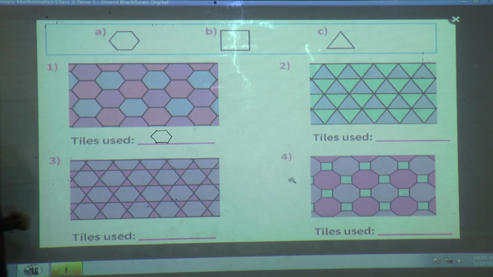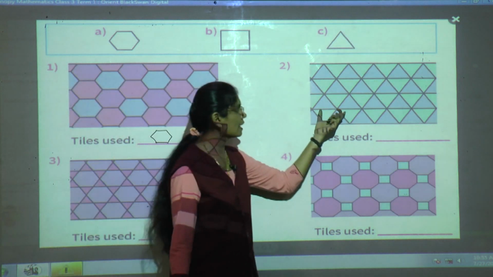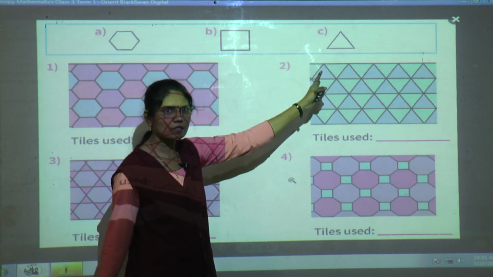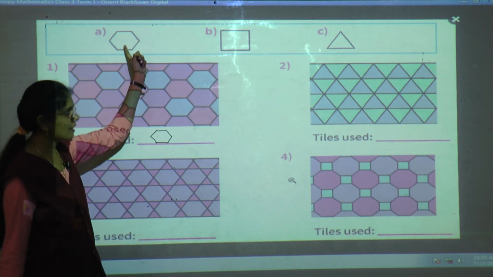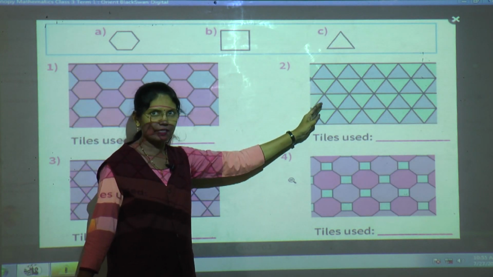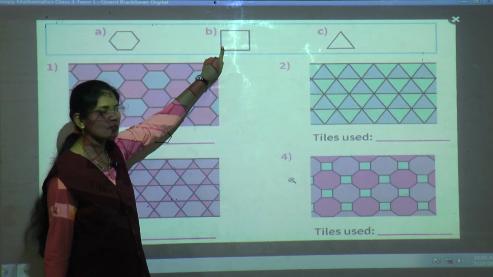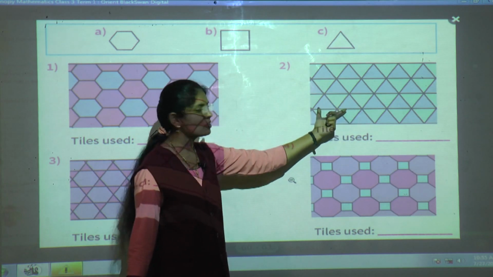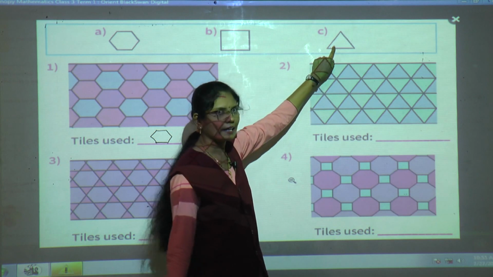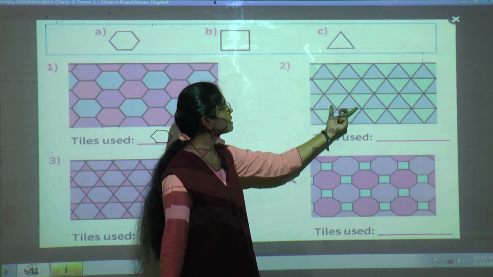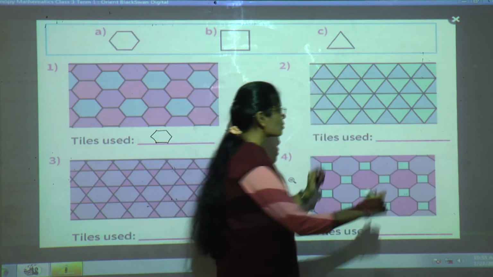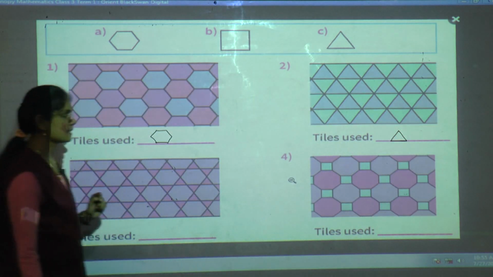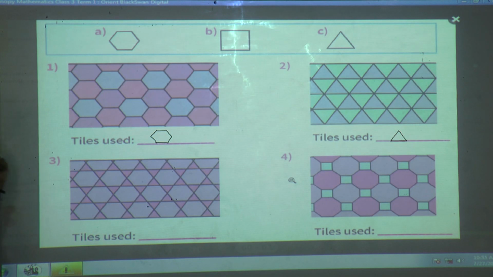Okay. Now the second is, see carefully. Tiles used. Which tile is used from this box? See, can you see the hexagon here? No, hexagon is not there. Now see, this is a square. Can you see square here? Square is also not there. Then which shape is there? Only triangle is there. This tiling is made by only triangle. So we will draw here only triangle. Very easy it is.